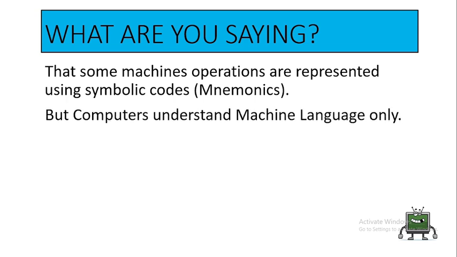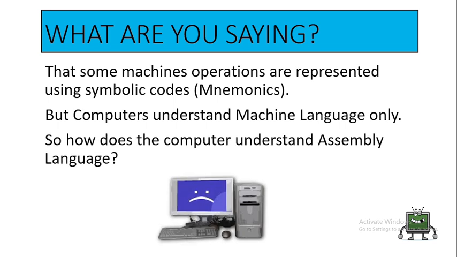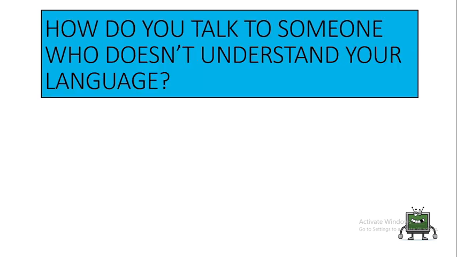But we have earlier established that computers only understand machine language, and that is zeros and ones. So how does the computer understand this assembly language which uses symbolic codes? Let's look at this. How do you talk to someone who doesn't understand your language? Let's say I speak Twi, and the other person speaks Ewe. So how do we communicate?